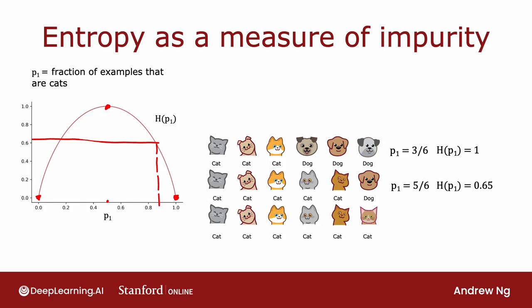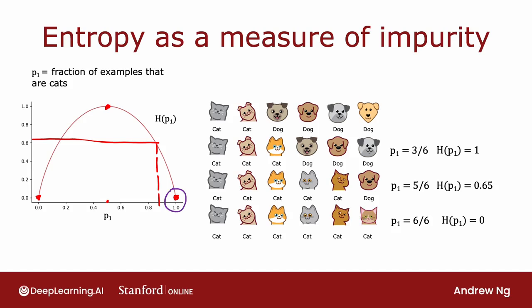Here's one more example. This sample of 6 images has all cats. So P1 is 6 out of 6 because all 6 are cats. And the entropy of P1 is this point over here, which is 0. And so we see that as you go from 3/6 to 6 out of 6 cats, the impurity decreases from 1 to 0, or in other words, the purity increases as you go from a 50-50 mix of cats and dogs to all cats. Let's look at a few more examples.